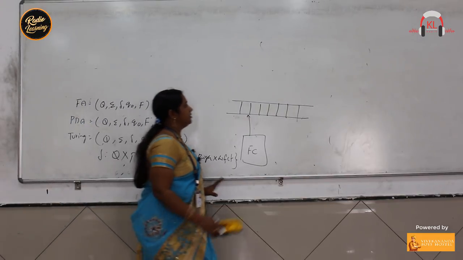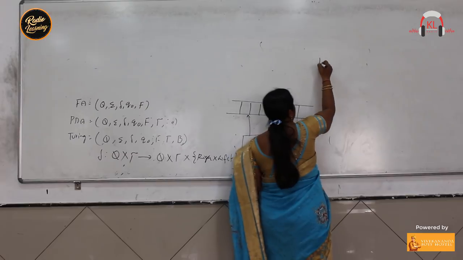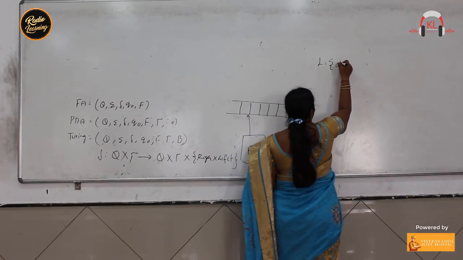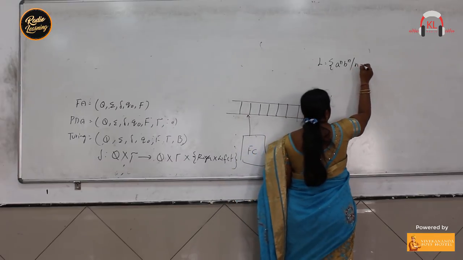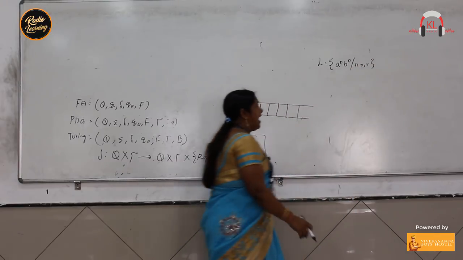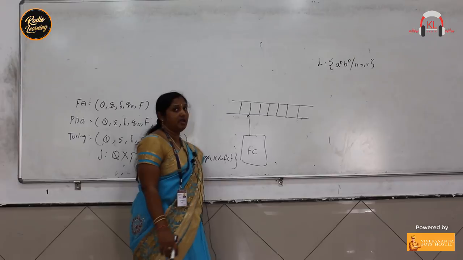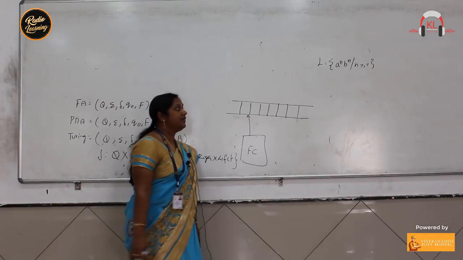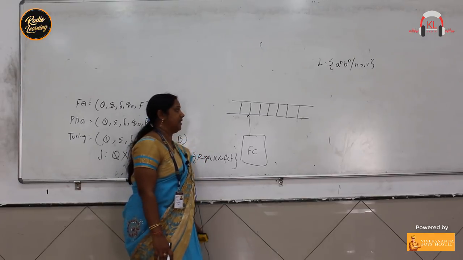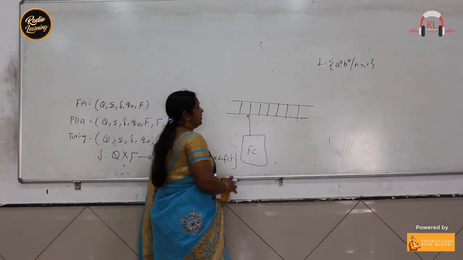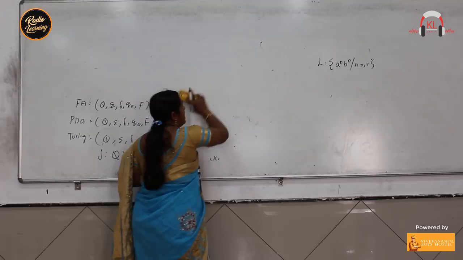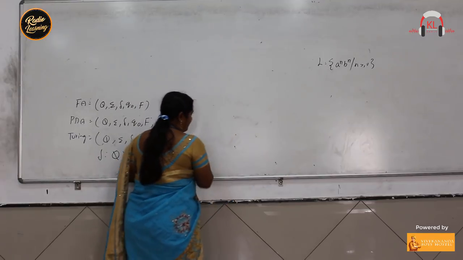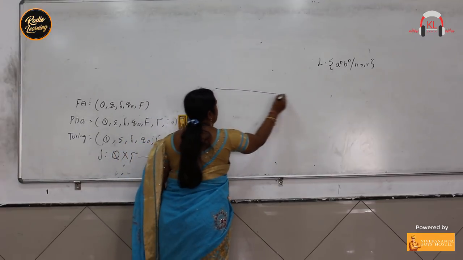Now for this Turing machine, let me take one example. L is equal to, the same example I am repeating here, a power n, b power n, n greater than or equal to 1. How are we going to design the Turing machine for this? Let me explain here. Before going to the transition function for the Turing machine, let me show you the tape transition, how it will be.